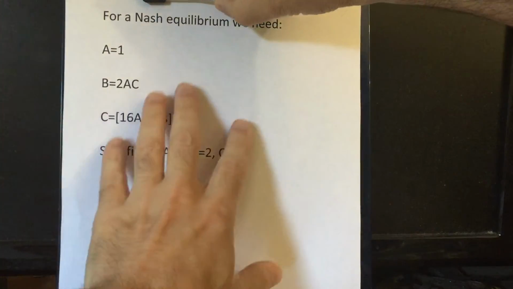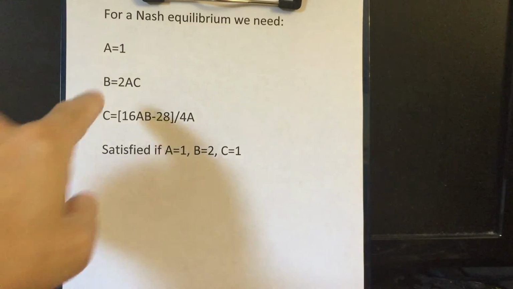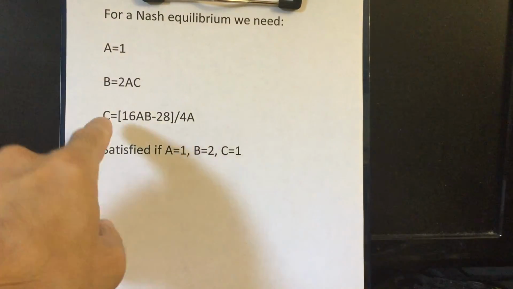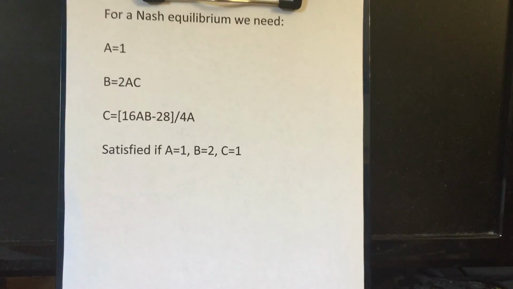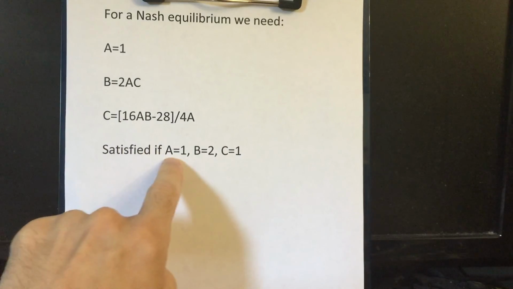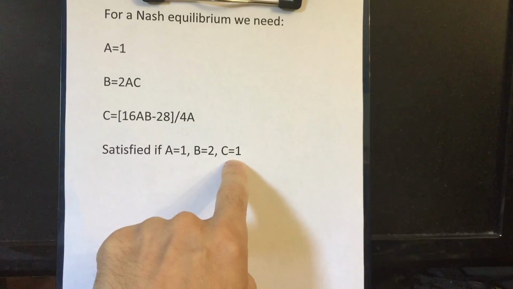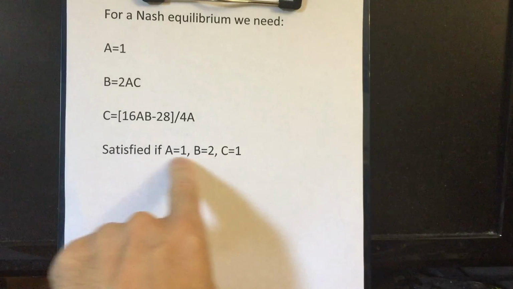Okay, now for the Nash equilibrium, we have 3 conditions that have to be met. Player 1 will regret if he doesn't set A equal to 1. You always regret not playing your dominant strategy. Player 2 will regret not setting B equal to 2AC. And player 3 will regret not setting C equal to this thing. So we've got 3 necessary conditions for a Nash equilibrium. And if you do some simple algebra, you should see that they're satisfied if and only if A equals 1, B equals 2, and C equals 1. So we found our Nash equilibrium at these values.